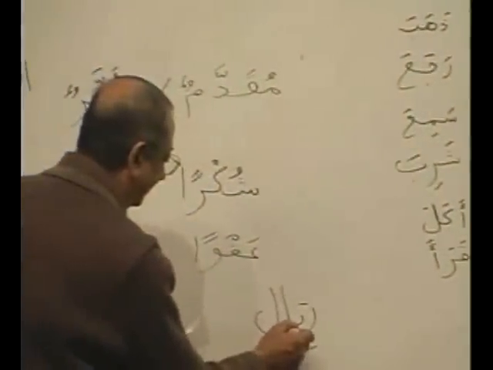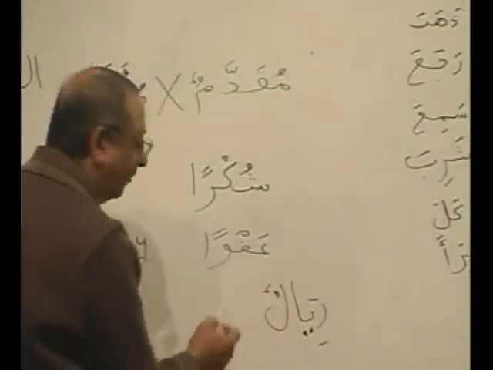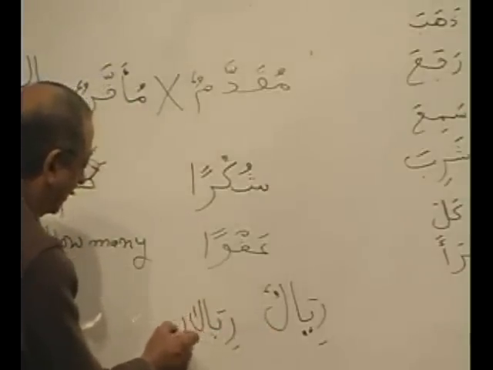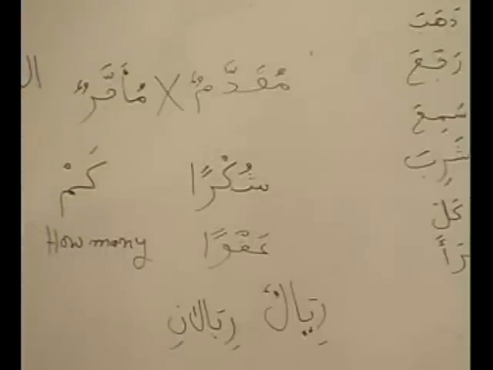Okay, if I say riyalun, what is the marfu form? This is marfu. What is dual? Riyalani. What will be the mansub form? We did it yesterday. Riyalaini. And again, riyalaini. So the people are all shouting riyalaini, riyalaini. They won't even say riyalani. They will say riyalain, riyalain, riyalain. Means two riyals. Why are they saying this?